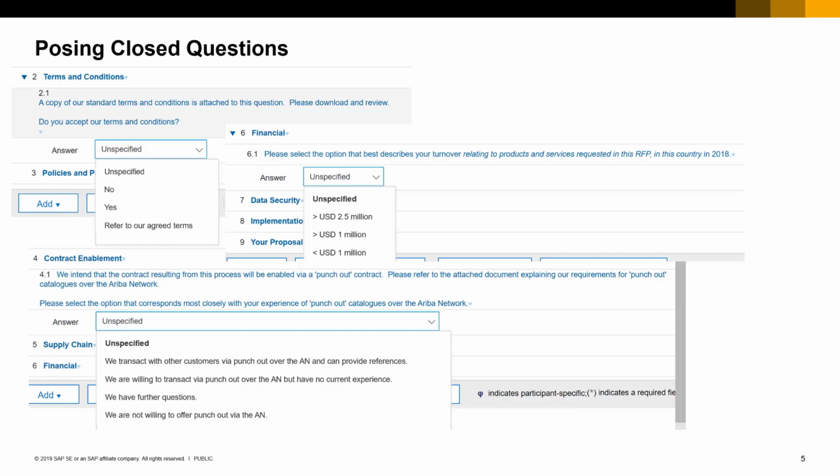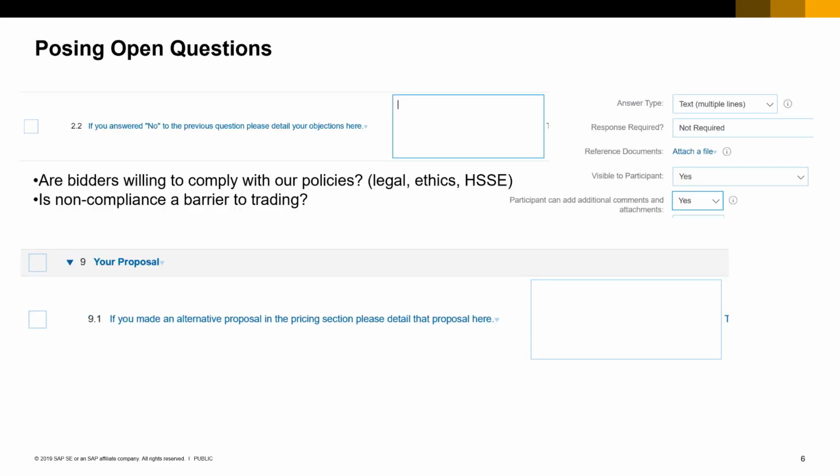I favour closed questions for the potential to auto-assess responses, building efficiency into our process, but of course, open questions are important too. The first of my open questions is a follow-up to the closed question on terms and conditions. In my analysis schema, I ask questions about supplier compliance and if non-compliance was a problem, and so I answer those questions with a closed-open pair.